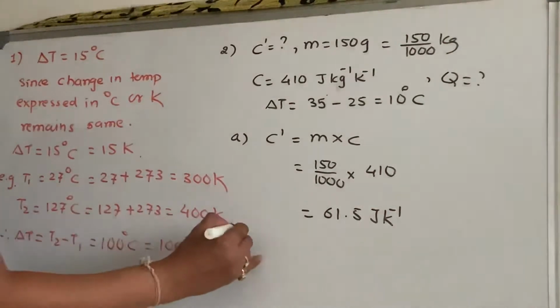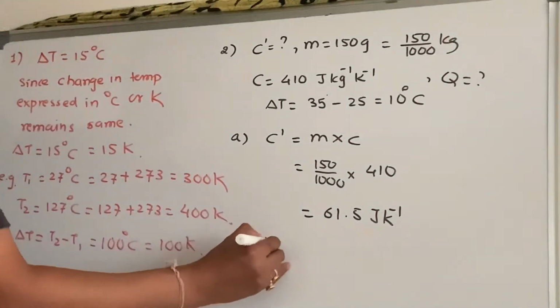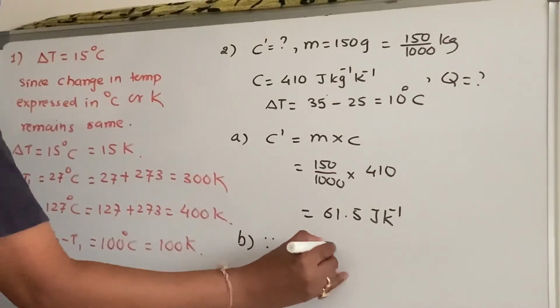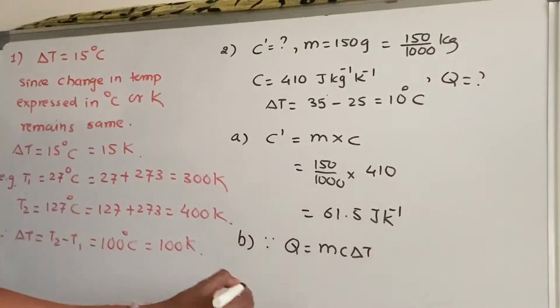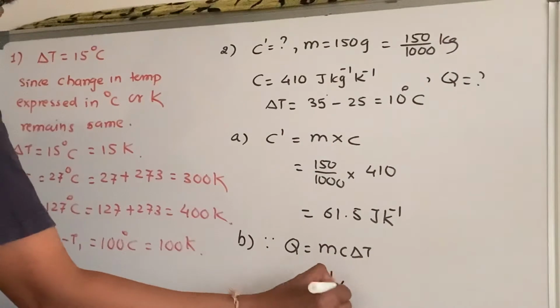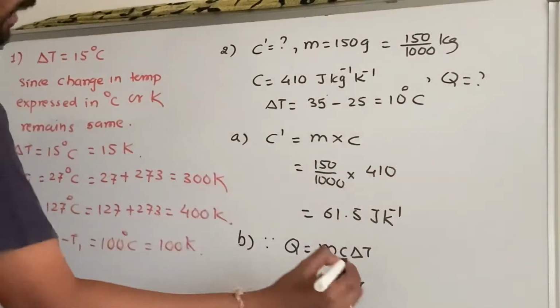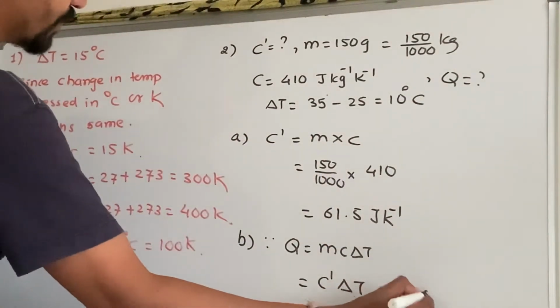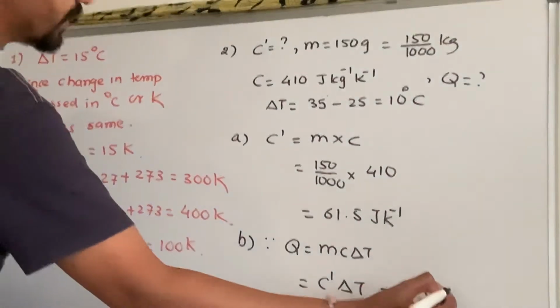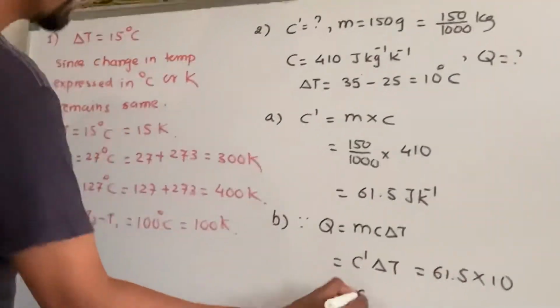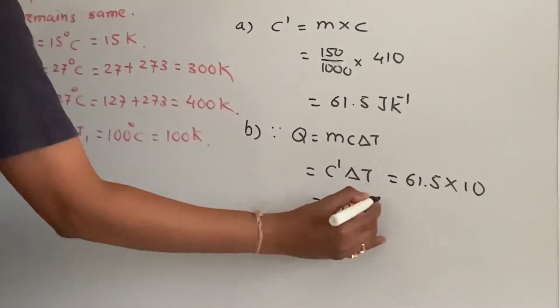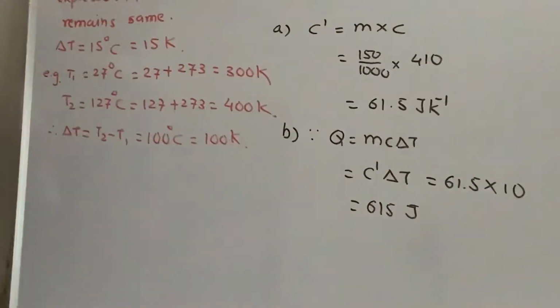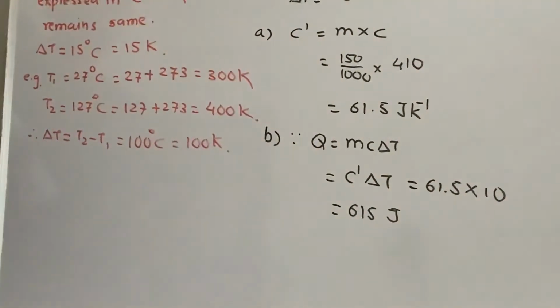Now they want Q. Since we have Q is equal to MC delta T, instead of MC, I will write C dash delta T. C dash is your 61.5 into delta T, which is 10. That comes out to be 615 joule. This is an important limit. Now we'll go with the next sum.